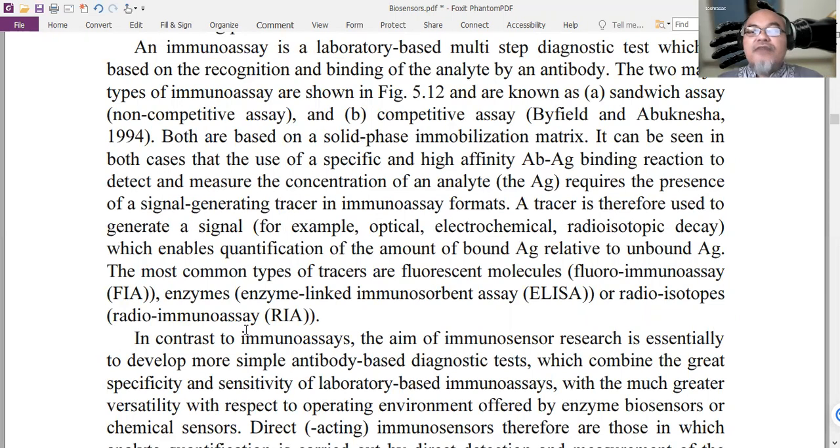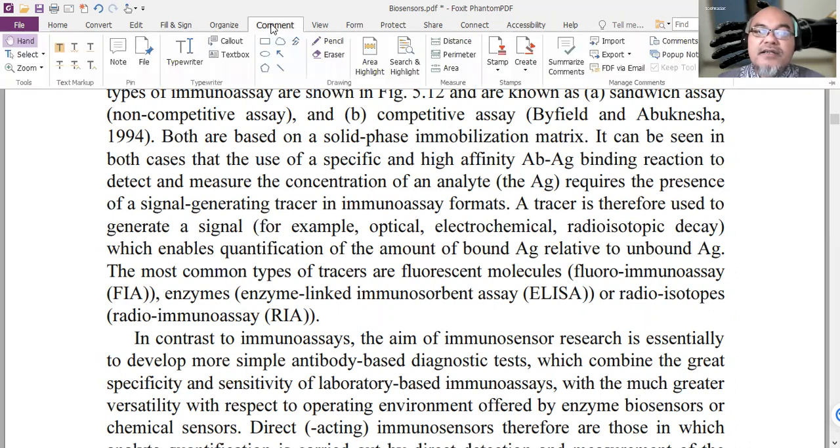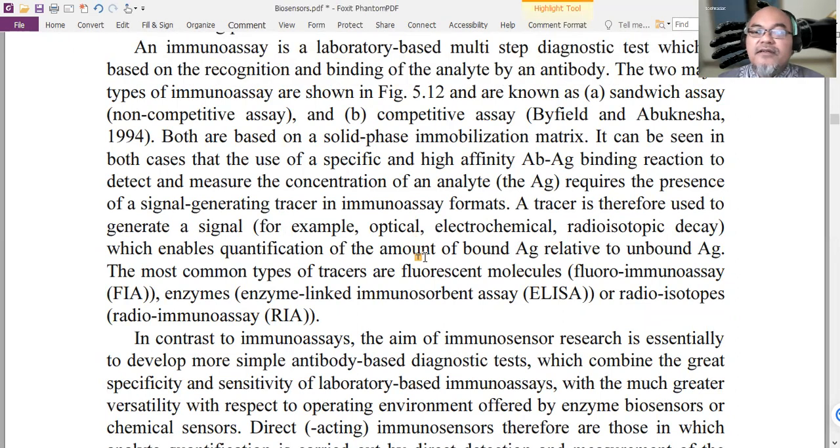Now, the idea is how can we know how many of these binding events occur? In order to detect the binding, we need what we call a tracer, to generate the signal. To measure the concentration of the analyte, the antigen requires the presence of a signal-generating tracer in the immunoassay format. A tracer is used to generate signal. It could be optical, or it could also be electrochemical.